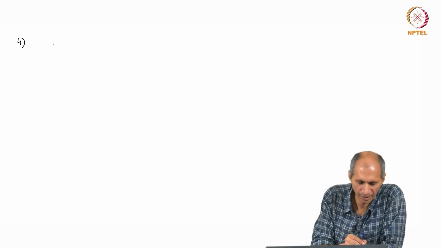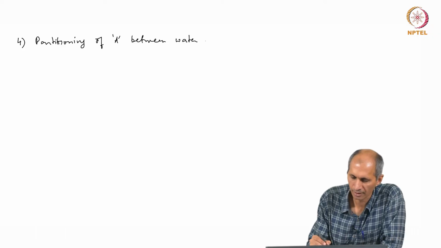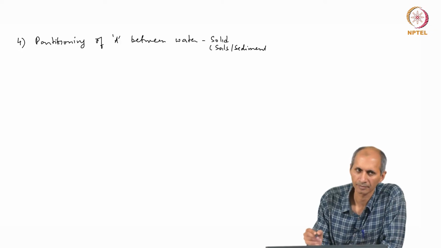So, we have now had properties of aqueous solubility, vapor pressure and Henry's constant. The fourth property that we are interested in is the partitioning of a chemical A between water and solid. By solids we mean soil or sediment or any such thing.